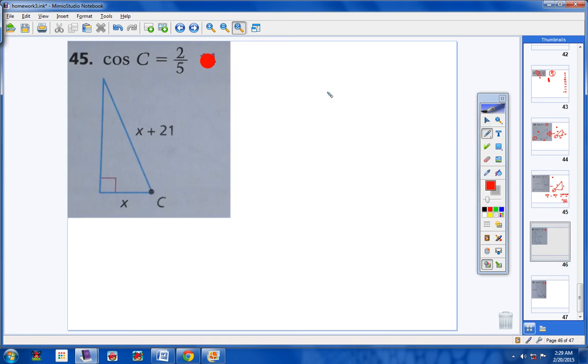All right, number 45 here. Let's go ahead and draw a similar triangle. There we go. Angle C is over here. Now, cosine is 2/5. Now remember, cosine is adjacent over hypotenuse, okay? So, go across, that's opposite. So this would be my hypotenuse right here, and this would be my adjacent. Got it? Now, what do we have here? We have cosine is adjacent over hypotenuse. So 2 for the adjacent, 5 for the hypotenuse, okay?